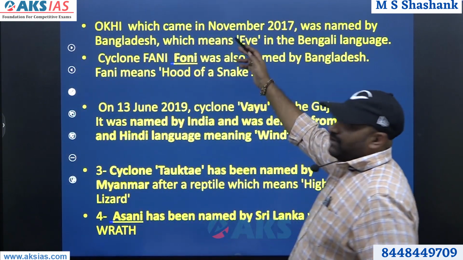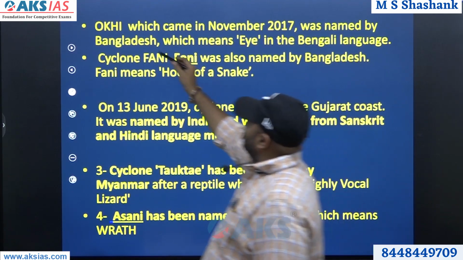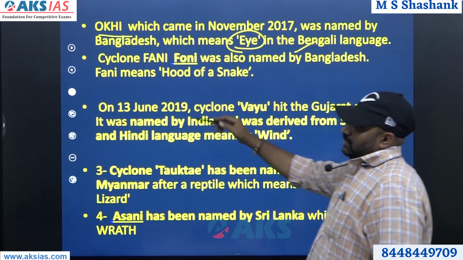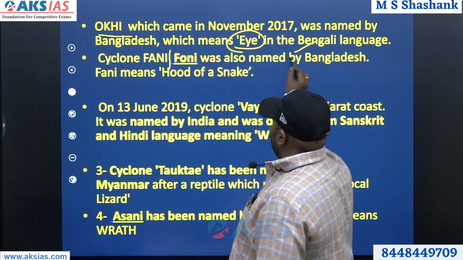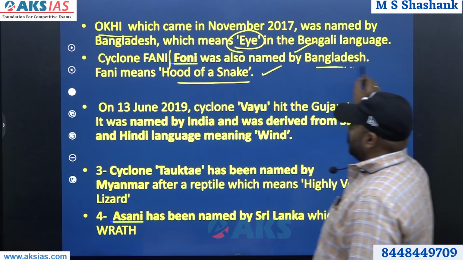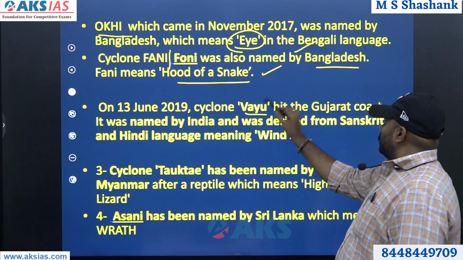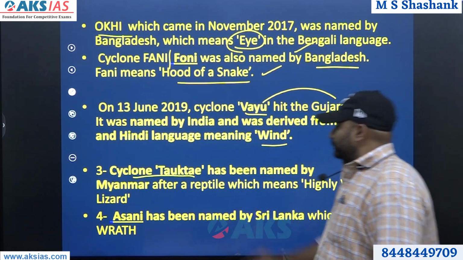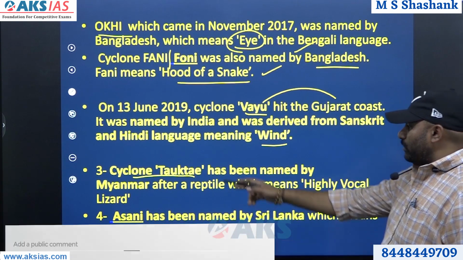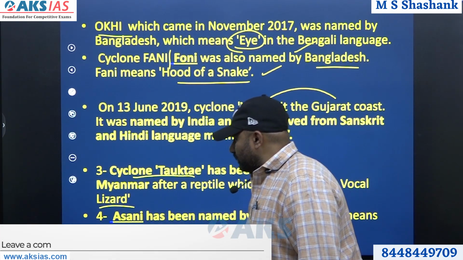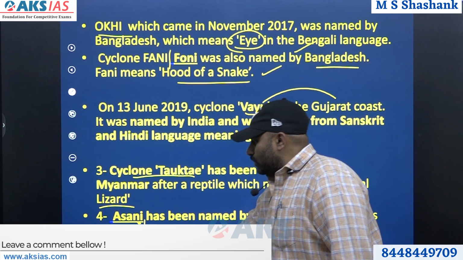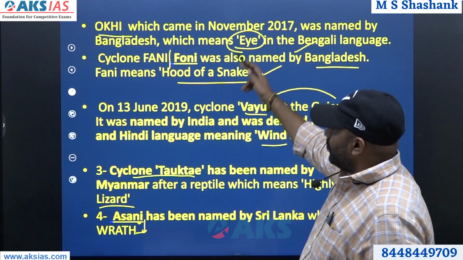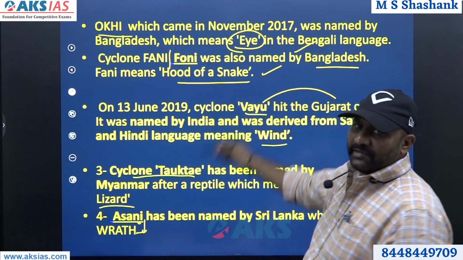Next, naming examples. Please look at this. Ogni in Bangladesh means eye. That is how the name came. Cyclone Fani or Phoni was hood of the snake, Bangladesh. Vayu in Gujarati means wind. Similarly, Cyclone Tokte has been named by Myanmar after the reptile, which means it looks like a lizard. And Asani in Sri Lanka means rat. So based on the effect of the cyclone, they started naming all these things. So just remember these names. I think it should be sufficient.